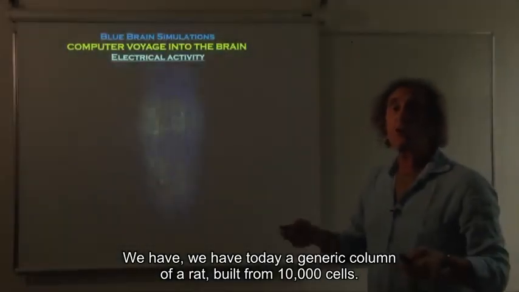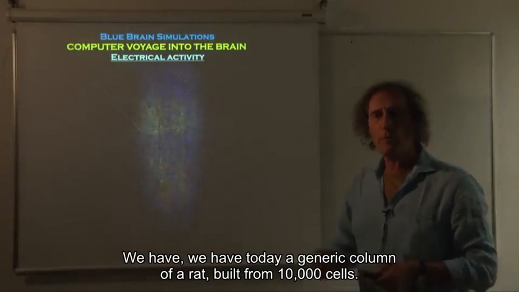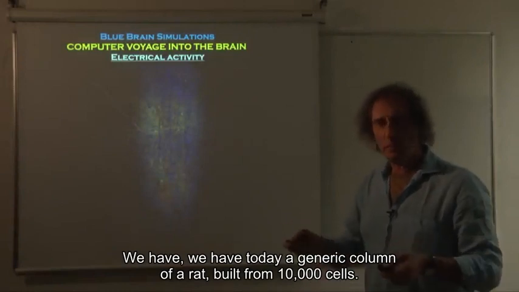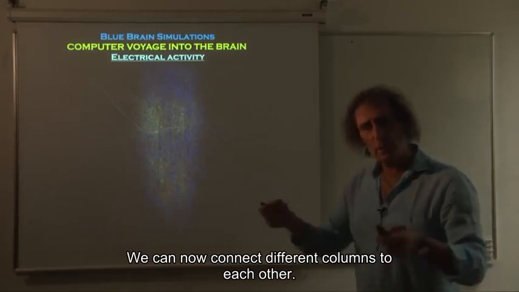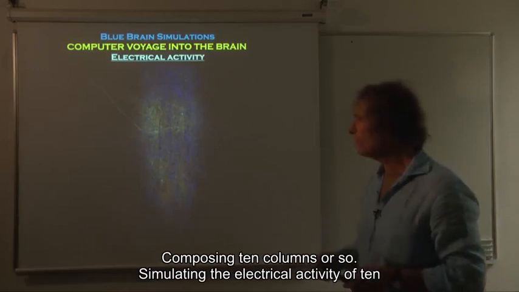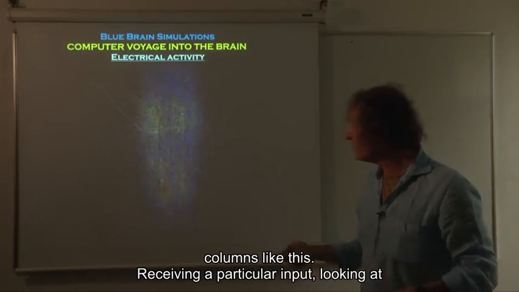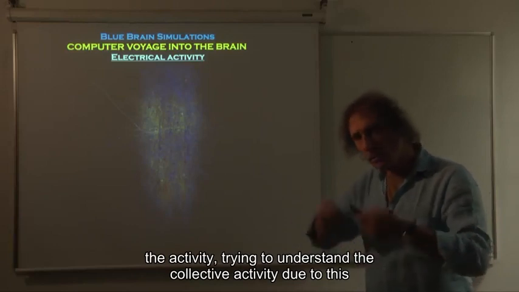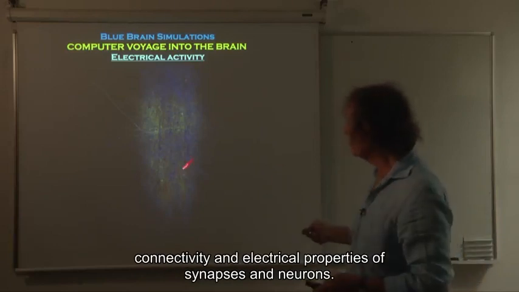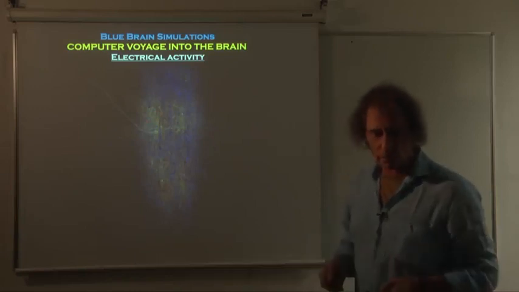We have today a generic column of a rat built from 10,000 cells. We can now connect different columns to each other, composing 10 columns or so, simulating the electrical activity of 10 columns like this, receiving a particular input, looking at the activity, trying to understand the collective activity due to this connectivity and electrical properties of synapses and neurons.